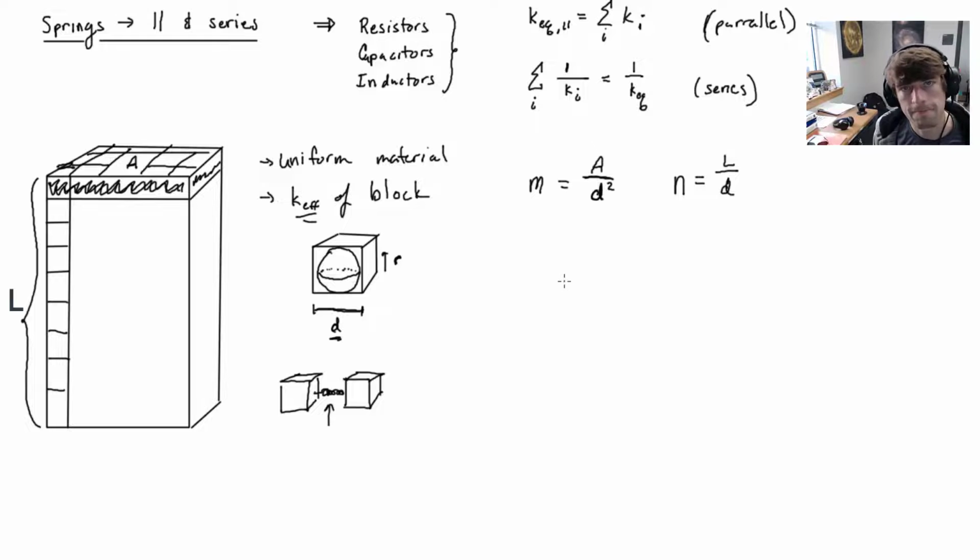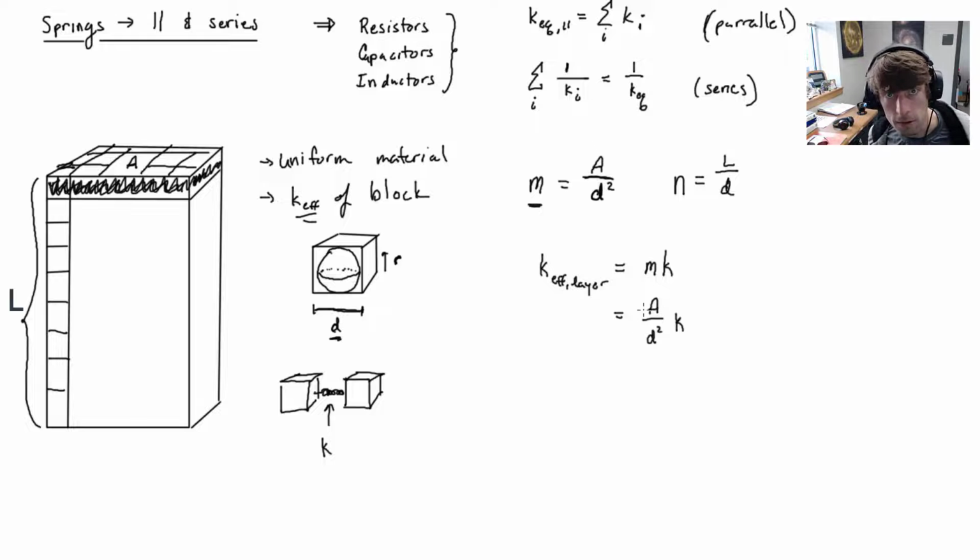So here's where the magic happens now. If you notice, M represents the number of springs in parallel on this top layer. So what I'll say is the effective spring constant of a layer in parallel is equal to M times the interatomic spring constant: the number of springs in the layer, which we found previously, times the spring constant between the atoms. Of course, we have an expression for M, and so we could write this as A divided by d squared times the spring constant K, the interatomic spring constant.